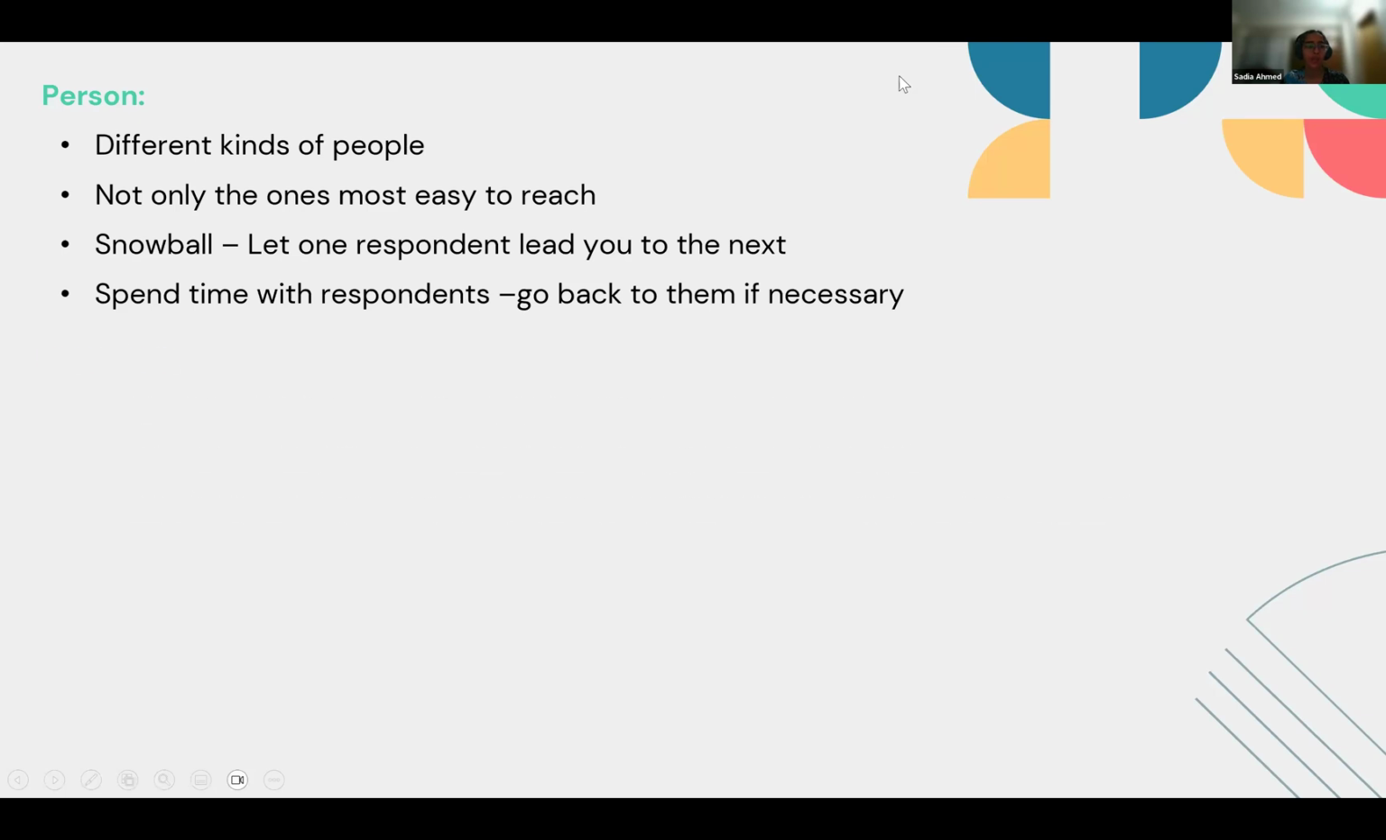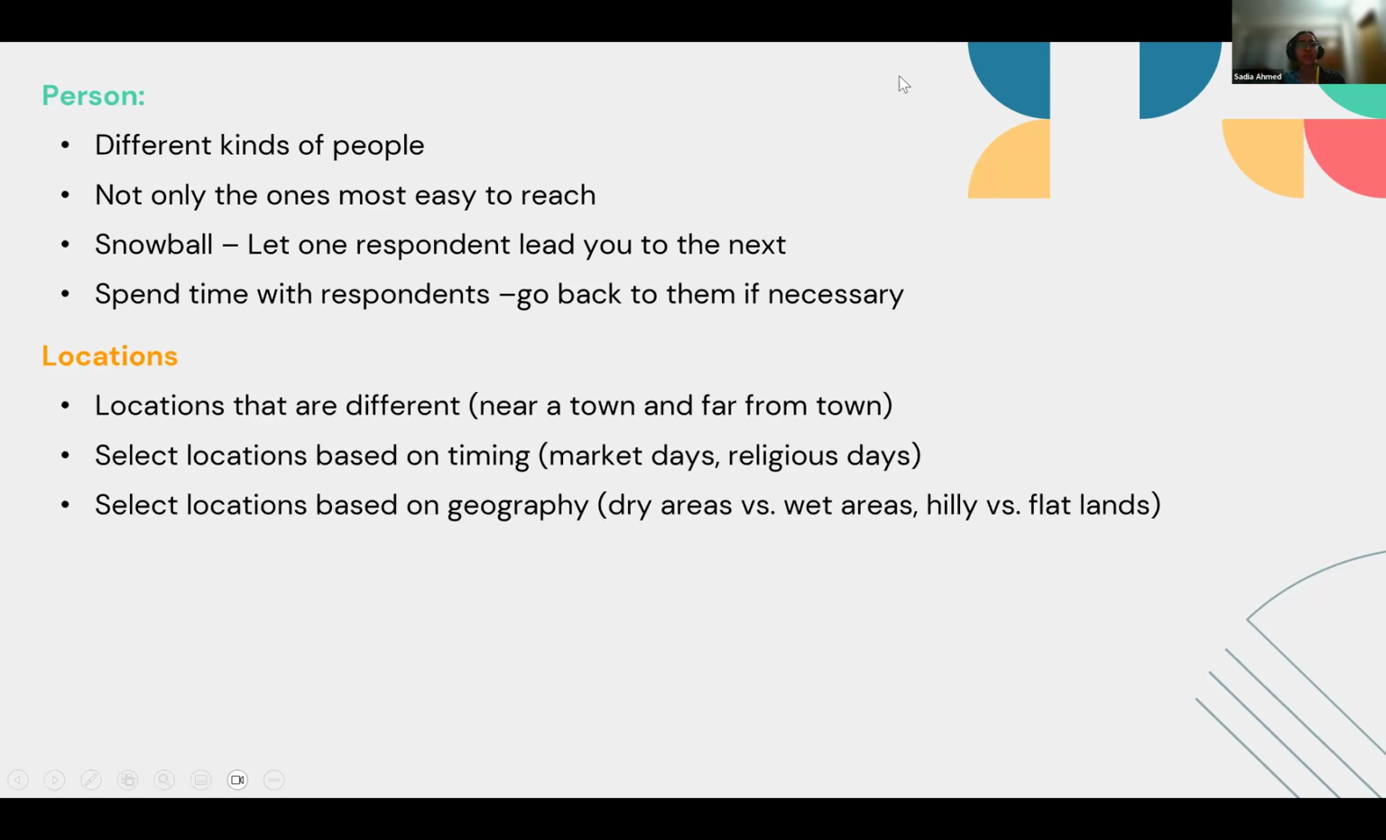When we say location, we mean different locations so that you bring a little bit of variety, so that you can also incorporate into your research the things that you know may cause a difference in the impact, even though it's the same product. So for example, being near a town and being far from a town may have an impact on whether people use cook stoves or how they use it and what they see the benefits being.